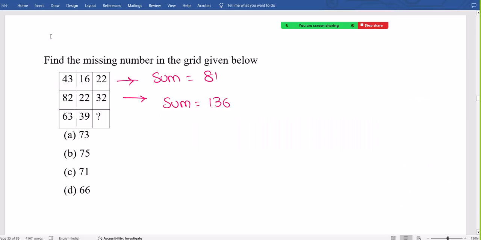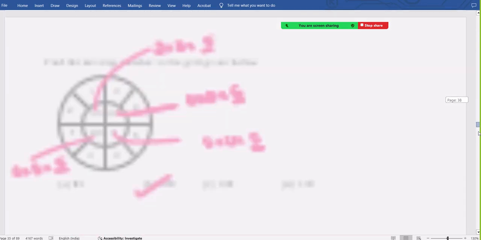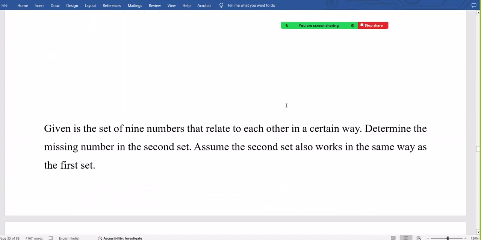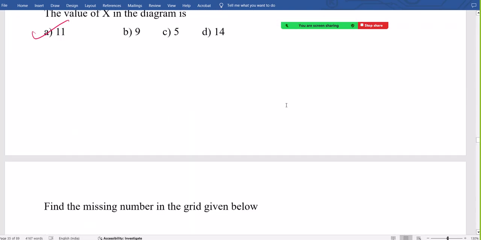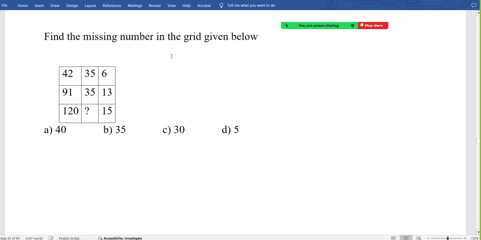Matches diagonal consistency. Okay, diagonally 43, 22 and 66. No, let me try some other logic. Meanwhile, you can look into this. Up to here done. Let's look into this question.